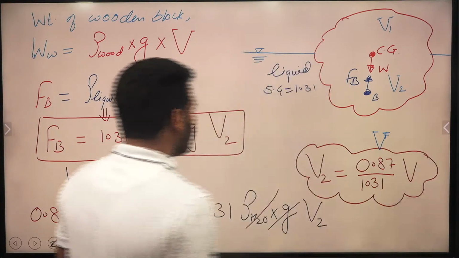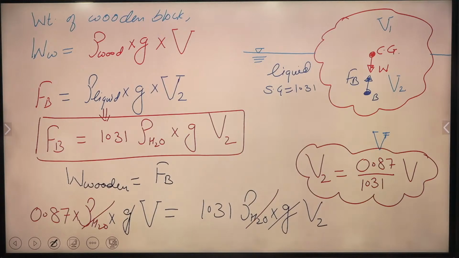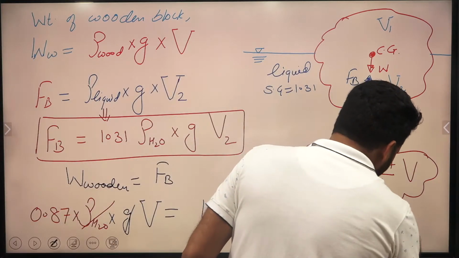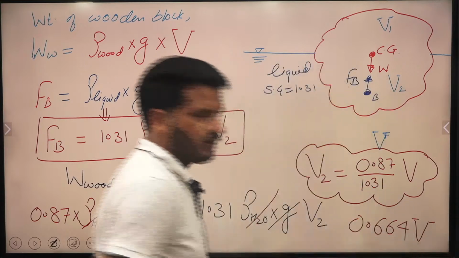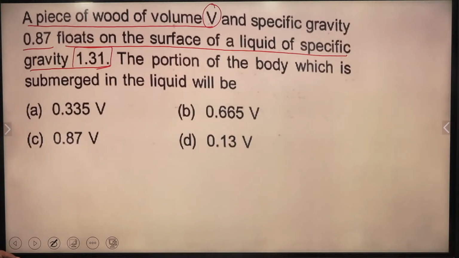So have a look at this one and let me know what the answer will be. Just solve that one, guys. So 0.87 upon 1.31 is coming to be 0.664 times the volume of the wooden block. This is basically the answer. So yes, option B will be the answer.